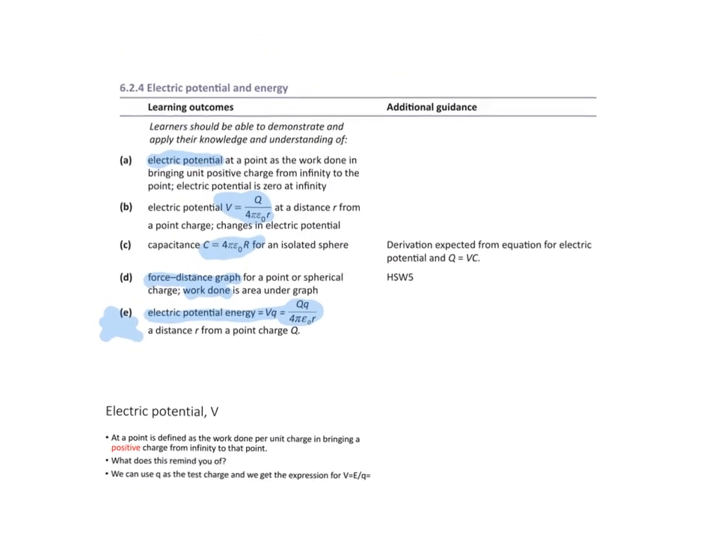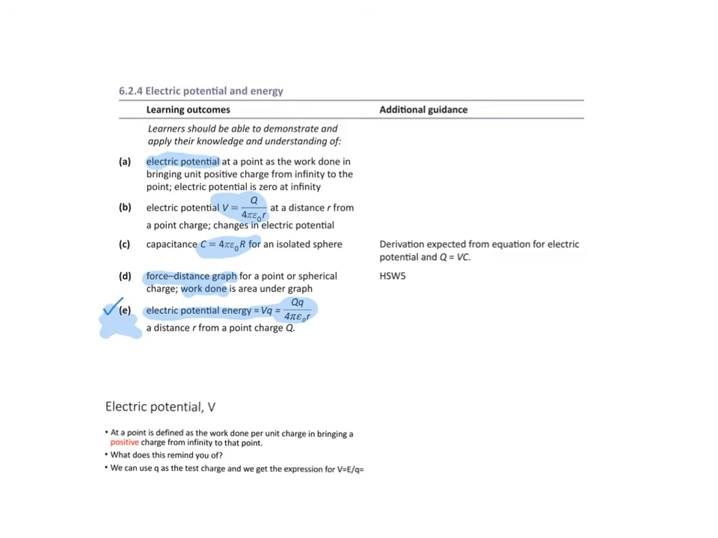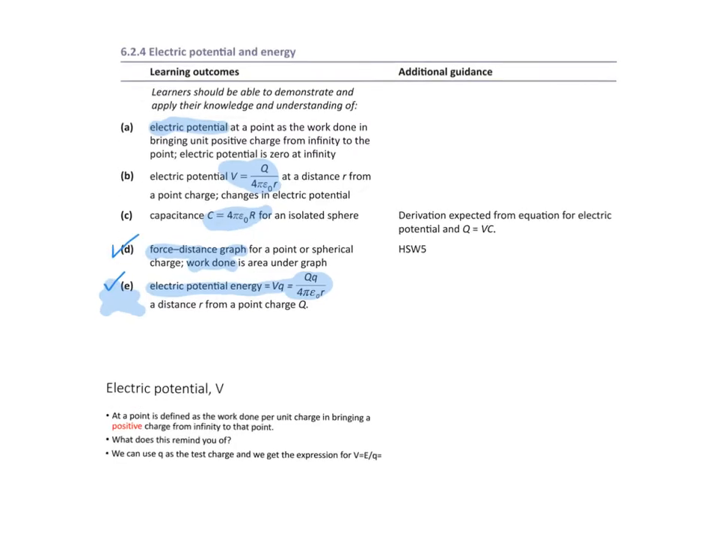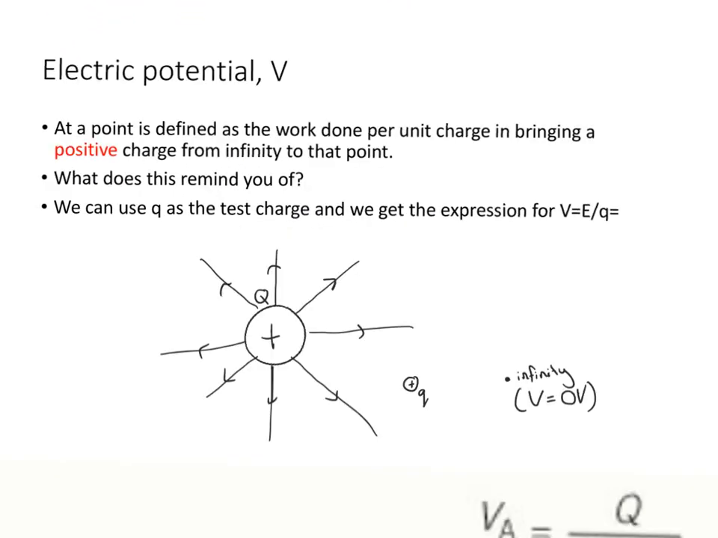So we have seen electric potential energy. Now we'll talk mostly about electric potential and how we can also calculate the capacitance of one isolated sphere. We also looked at the force distance graph, with the work done under it as the area. Okay, so to define electric potential, it's a very important definition. Electric potential at a point is defined as the work done per unit charge in bringing a positive charge from infinity to that point.